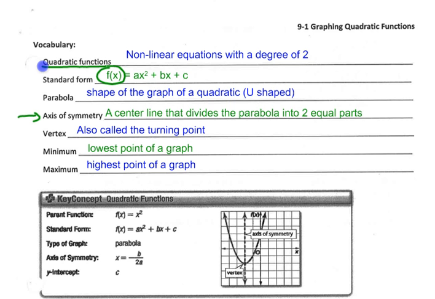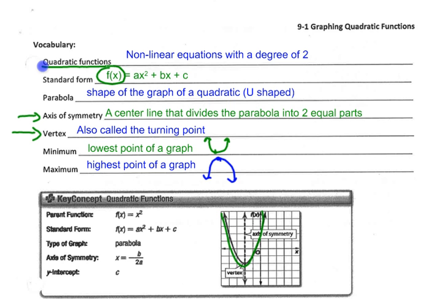We're also going to talk a lot about something called an axis of symmetry, which is a center line that divides the parabola into 2 equal parts. Vertex is also called the turning point, and we're going to talk about that as well. And then we can have either a minimum or a maximum. If it's opening up, that vertex is a minimum. It's your lowest point. Let me just draw a little picture here. So your minimum would be right about there. If it's going the other way, then that vertex would be called a maximum. It's the highest point of a graph.